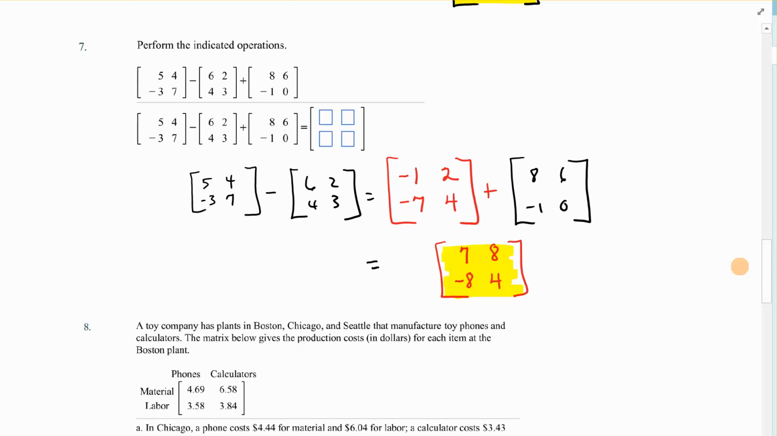Number 7 is very similar. You've got a subtraction and then an addition. I would do it in 2 steps. Subtract those two, get this, then add the second part here, and you get your final answer. Okay.